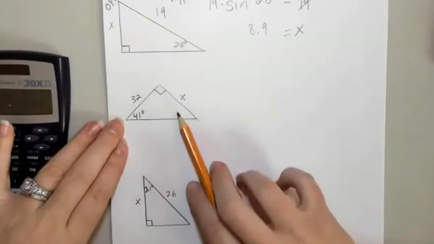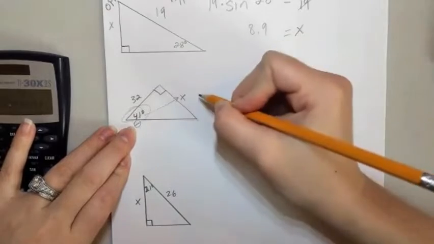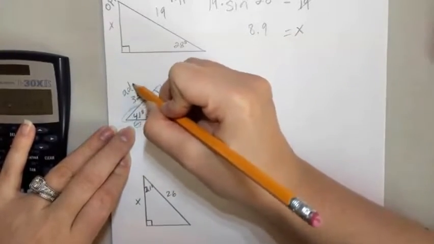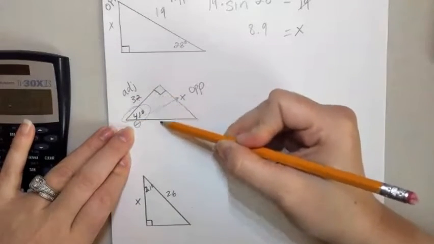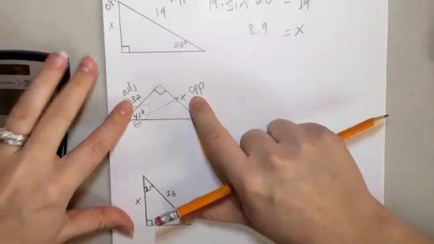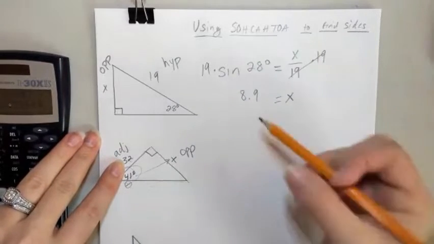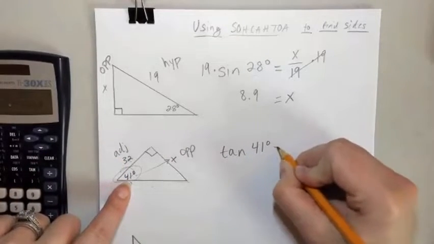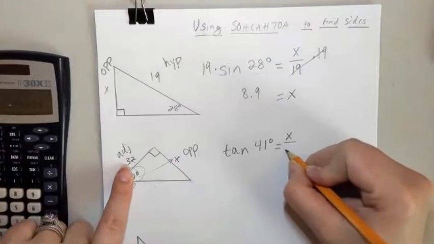All right, moving on. This next problem, here's my angle. So that's theta. That side across from it is its opposite side. This one is going to be the adjacent side, since this side here that I don't have any information for, that's the one that's across from my right angle. So this one down here is my hypotenuse. So I'm working with opposite and adjacent. I think back to SOHCAHTOA, opposite and adjacent, that's tangent, TOA. So I'm going to say tangent of my angle 41 degrees is equal to x over my adjacent side of 32.